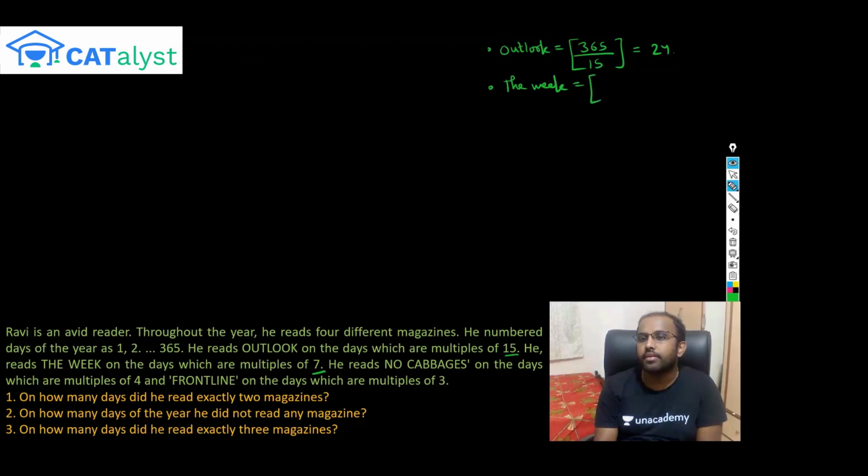That means there are 365 days here. In multiples of 7, this will be equal to 52. The next magazine is here, No Cabbages.